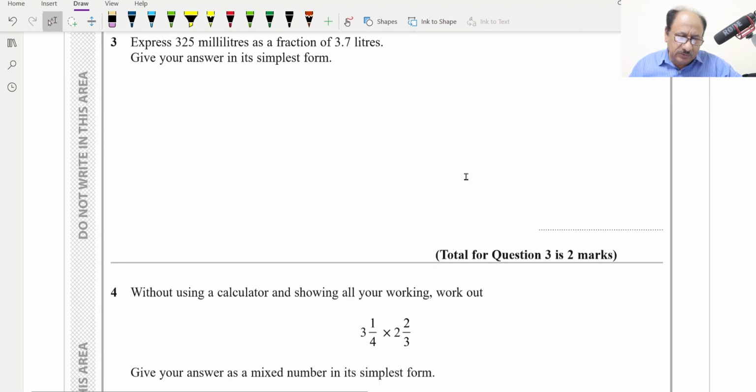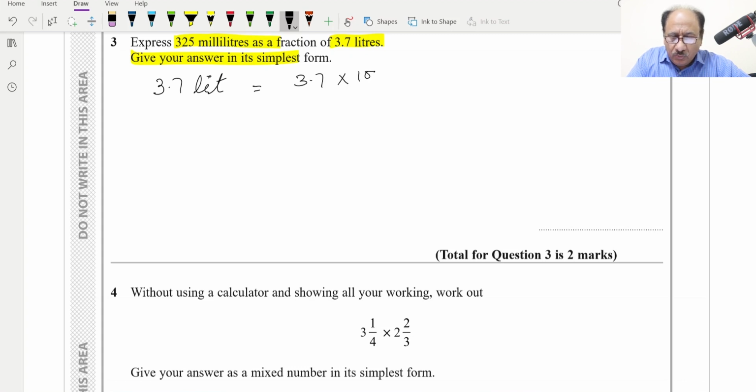Now question number 3. Express 325 millilitres as a fraction of 3.7 litres. Give your answer in its simplest form. We know 3.7 litres we have to convert into millilitres, and this is equal to 3.7 into 1000.